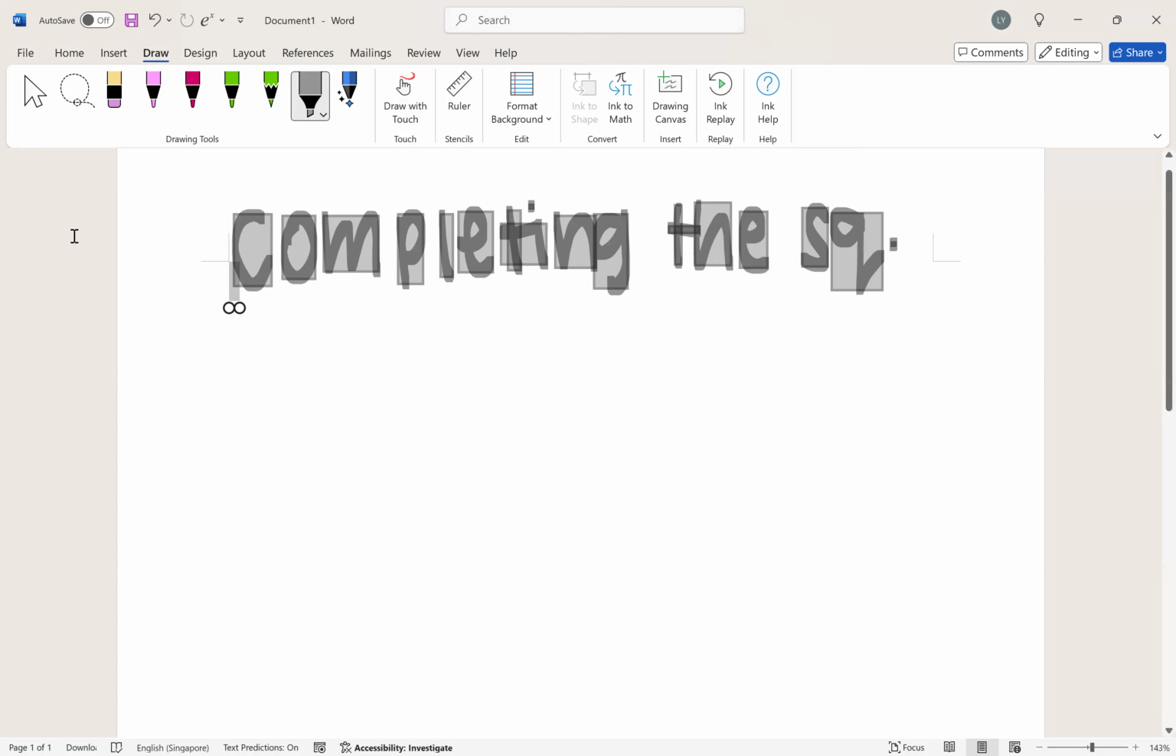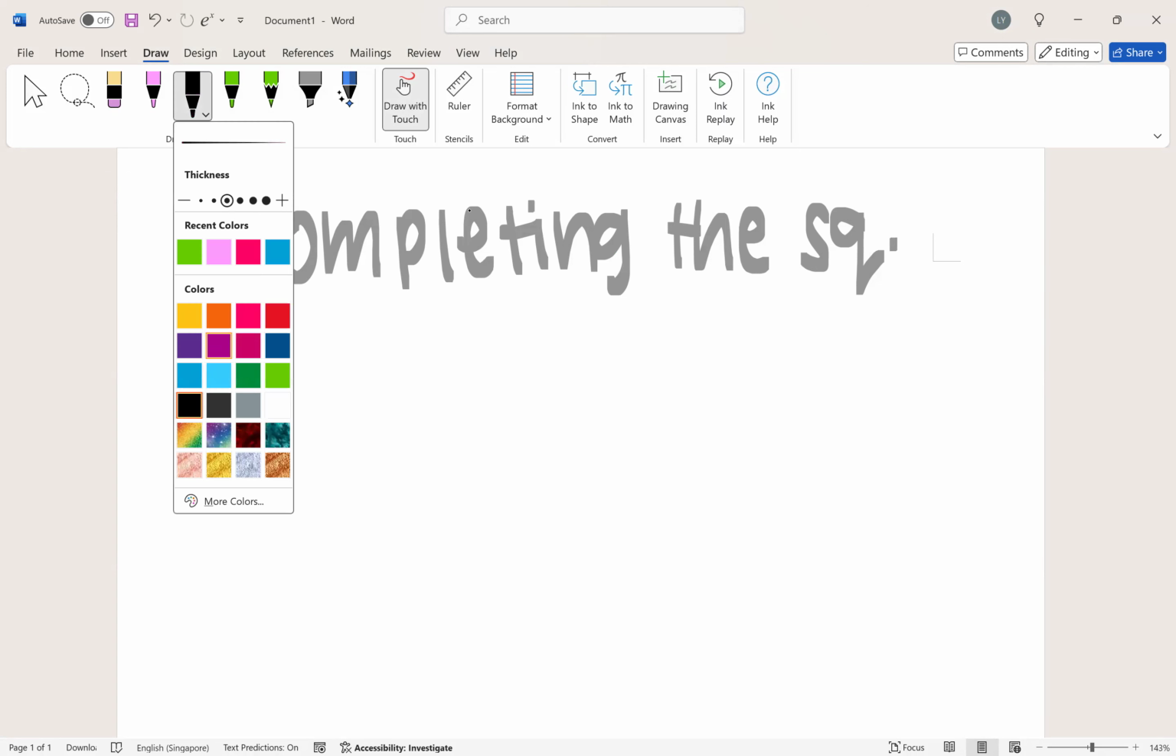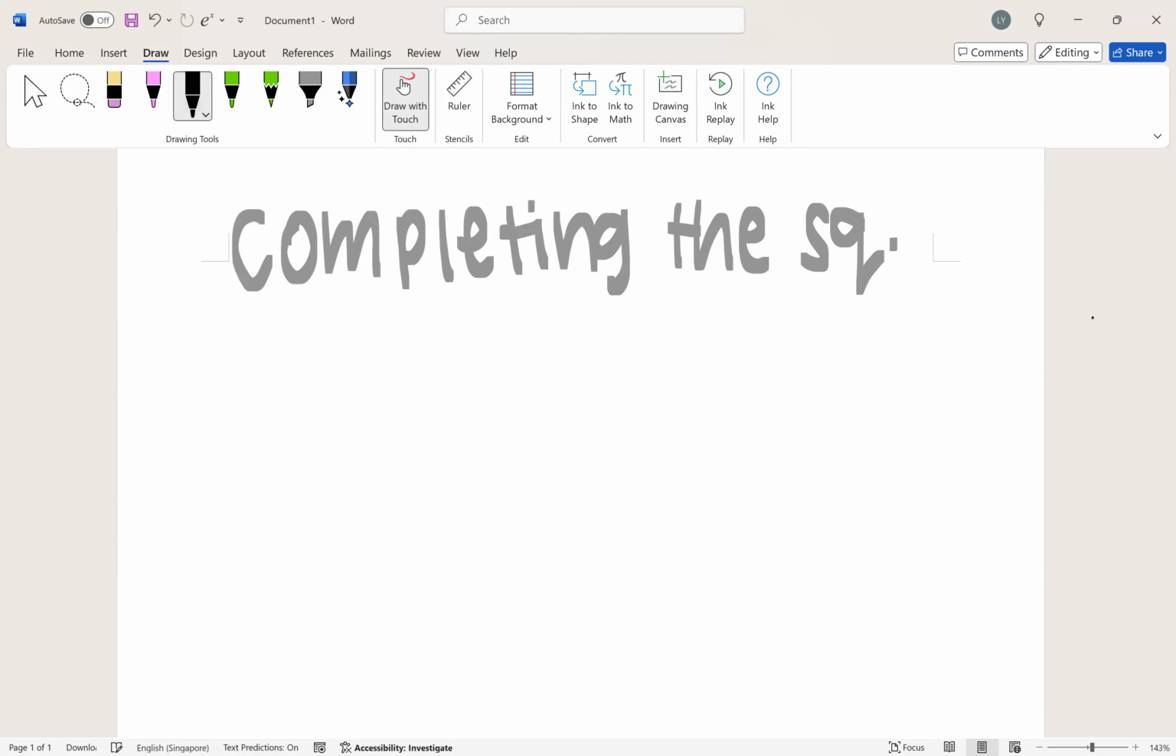Okay. So right now, this is completing the square. Why is it like that? Okay, so completing the square, today I'll be teaching 3 types of completing the square. So let's go through type 1. So I can start writing type 1.